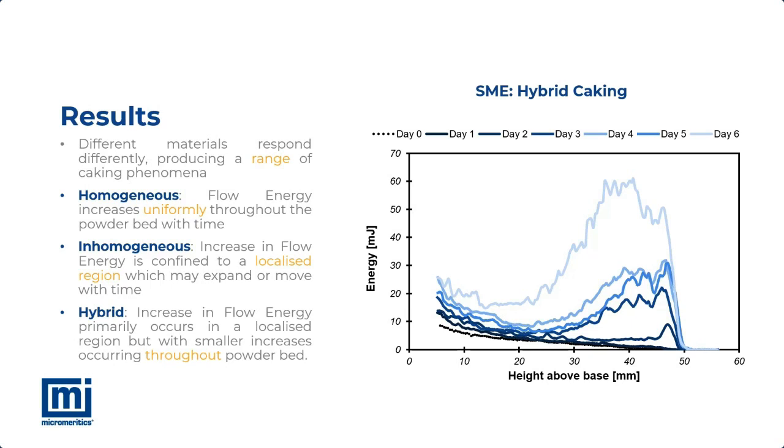Here then we have three distinct caking modes, all with differing implications. Both homogeneous and hybrid caking modes are likely to result in large amounts of material wastage, whilst the inhomogeneous mode may permit us to preserve at least some small proportion of usable powder. Similarly, we see different crust behaviours, which we will look into in more detail shortly.